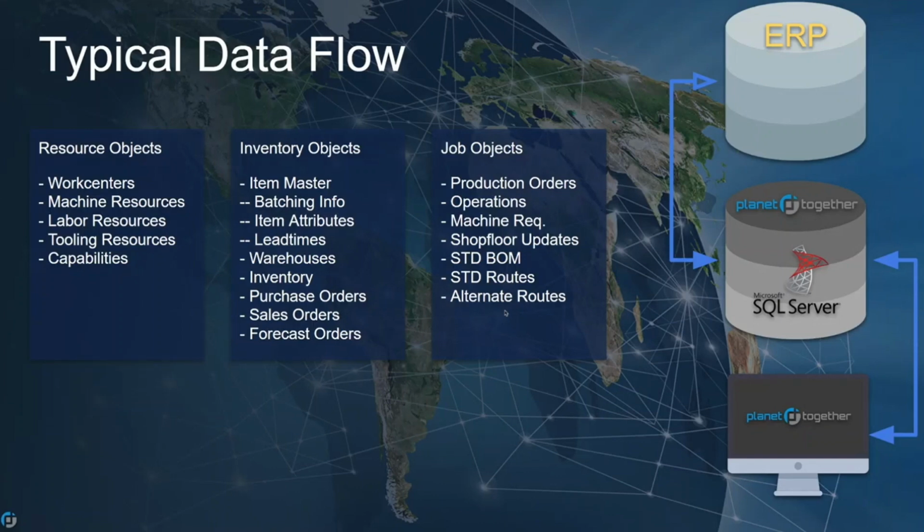Resource objects are: what resources are available, what are the capabilities of those resources, and what work centers are they in.